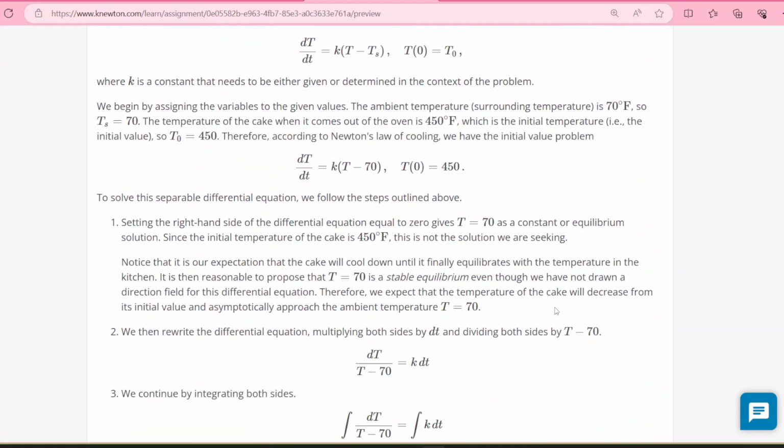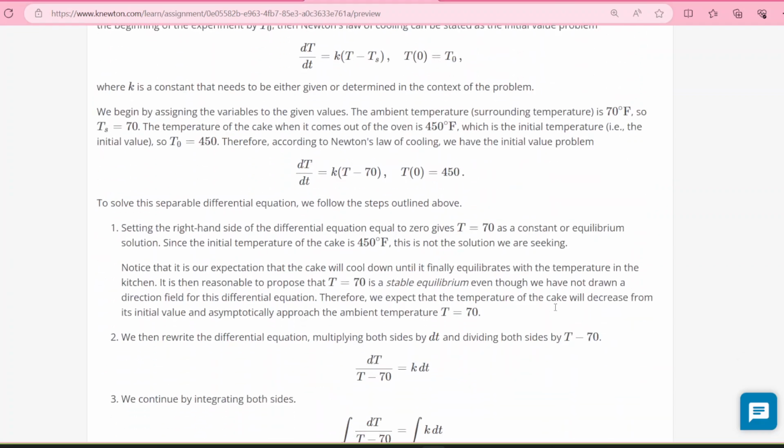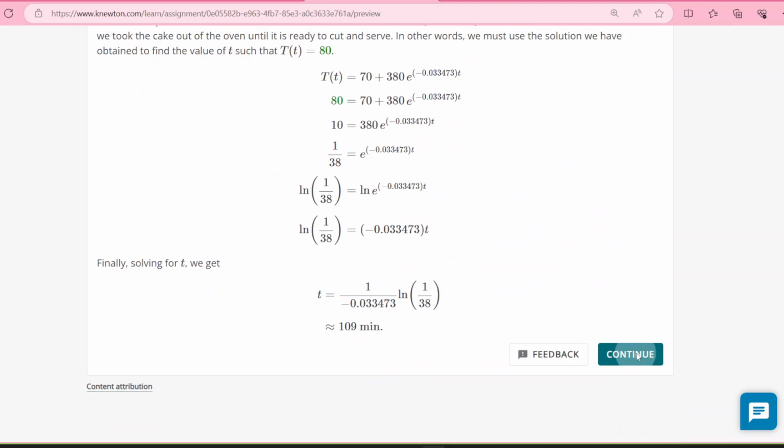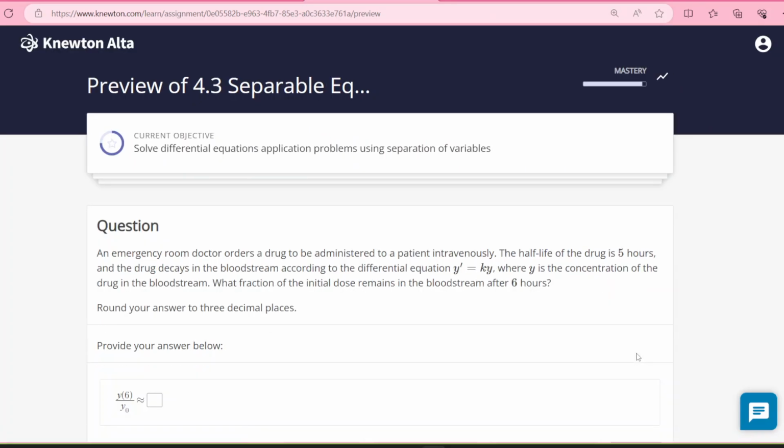Okay, great. All right, moving on. So this is like earlier with the amount of drug in the bloodstream. So the very first example we did in the application problems objective, very similar to this one. Maybe not exactly the same, but similar.